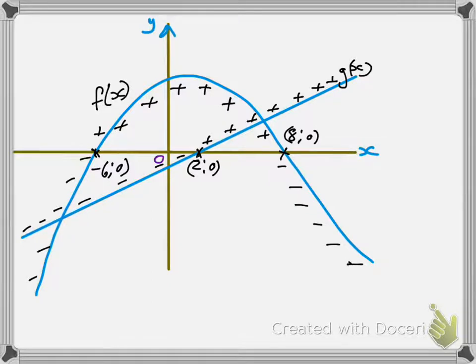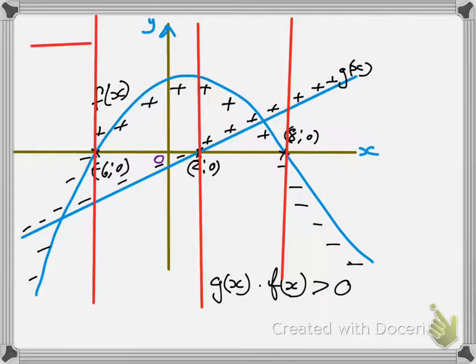Now, let's say they ask you to find which values of x make g of x multiplied by f of x greater than 0. So you have to demarcate the zones. I'm going to use vertical lines for the x-intercepts. For the point (-6; 0), I put a straight line. The point (2; 0), I put a straight line. The point (8; 0), I put a straight line. And then I have 4 zones, right?